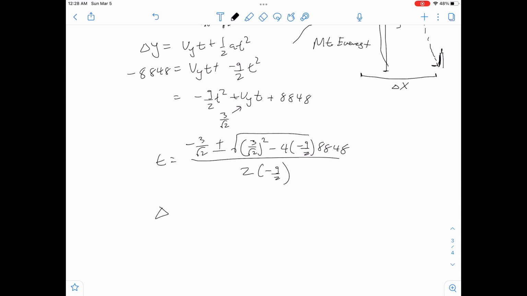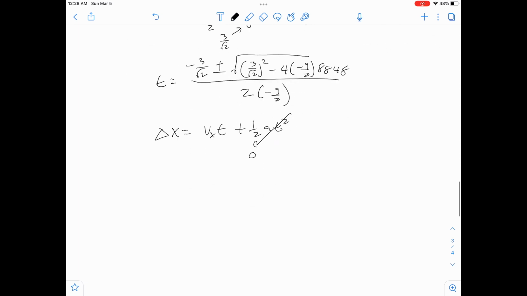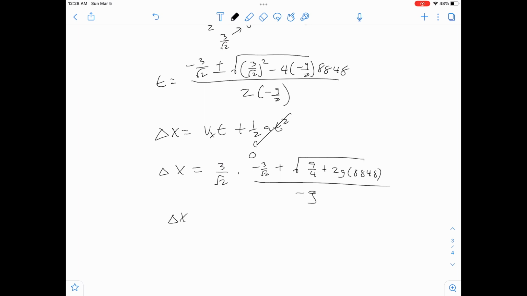Next, we can focus on the x component, and we have change in x equals vx times t plus 1/2 at squared, but a, again, is 0, so we can get rid of that. Now we plug in the values of v, which is 3 over the square root of 2, and we can solve for the total distance in the x direction the urine has traveled, which, when you put it into a calculator, comes out to about 90.6 meters.